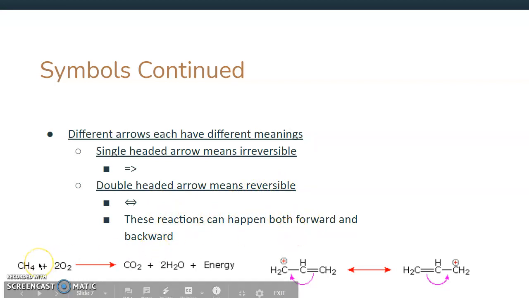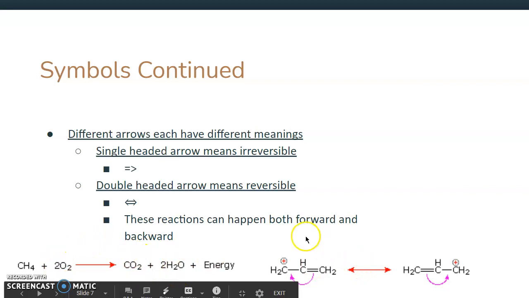So if we look at our examples down below, we have CH4 and 2 oxygen makes CO2 and 2 H2O and energy. So we have a single-headed arrow, which means we can only be going forward. It is irreversible, meaning that this side of the equation will not react to go back this way.